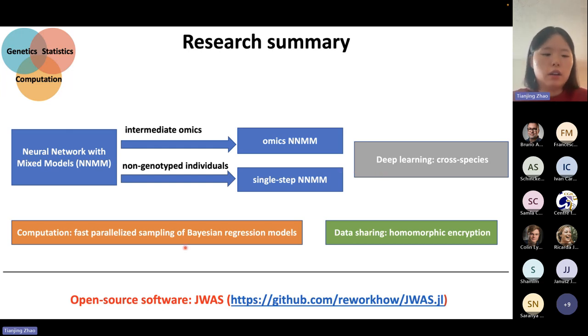And also, I'm interested in parallel computing. And this is the more applied challenge of data sharing. I'm also one of the developers of the open source software JWAS. This is for whole genome analysis using the Julia language, and maybe some of you may even have heard of this software. Every time we have new models, we implement them into our own software so we can test them.